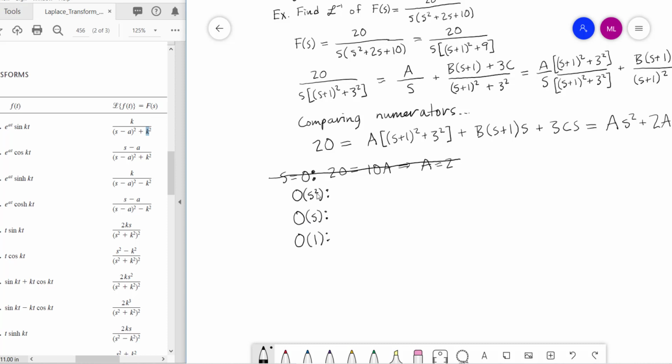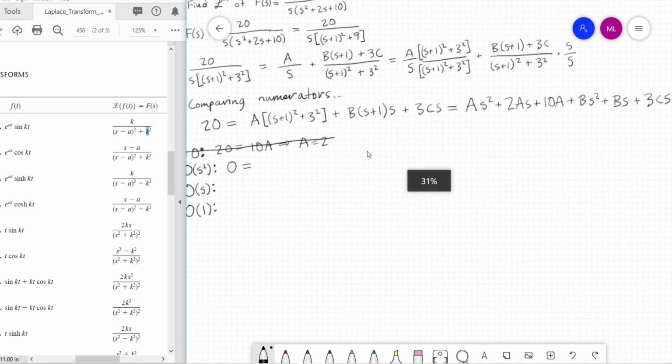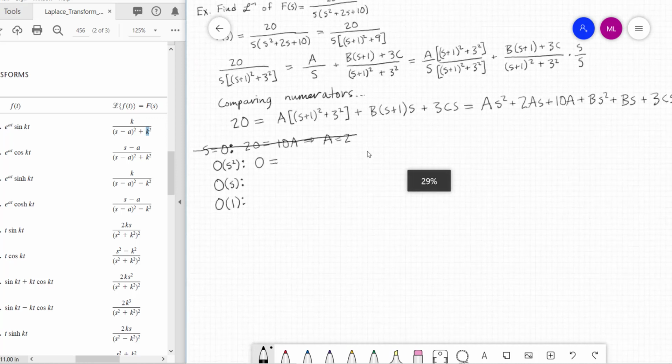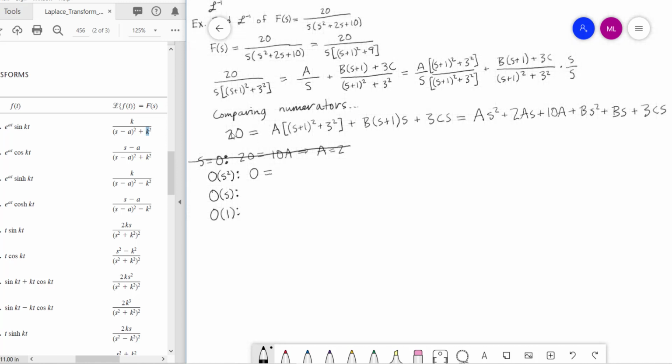The order s squared terms. So what are the terms on the left-hand side of our equal sign that are proportional to s squared? There aren't any. So we have 0 s squareds on the left-hand side. And on the right-hand side, see if I can get this all on the screen at once. Good enough. On the right-hand side, we have as squared plus bs squared. So I have a plus b s squareds on the right.